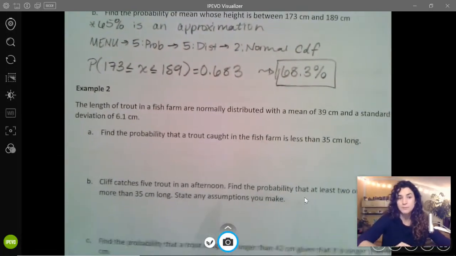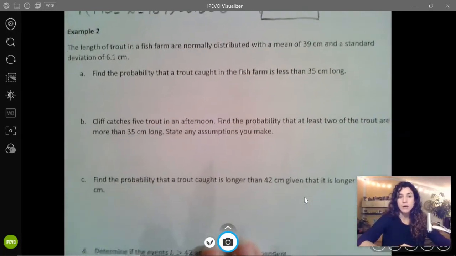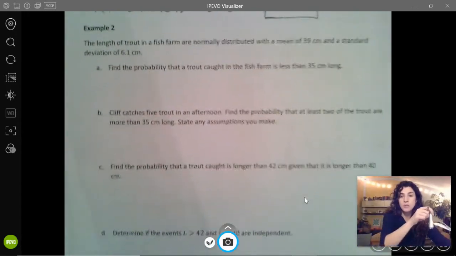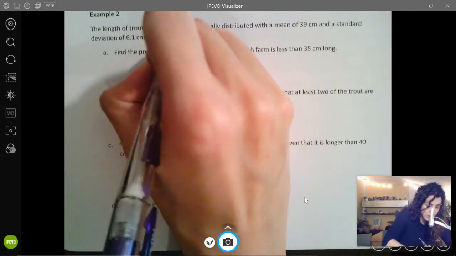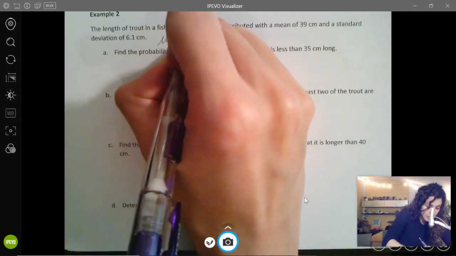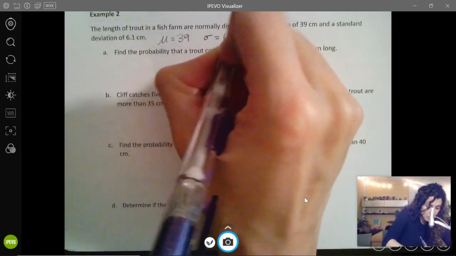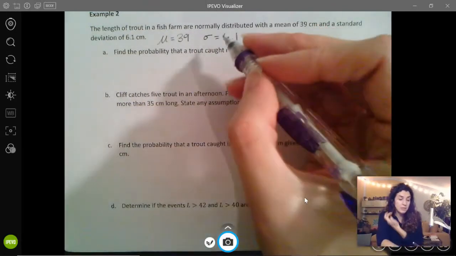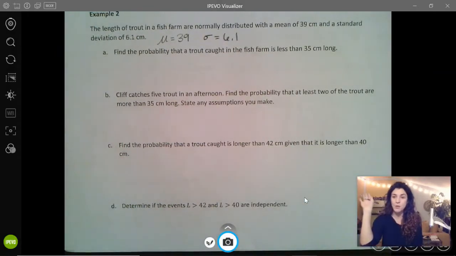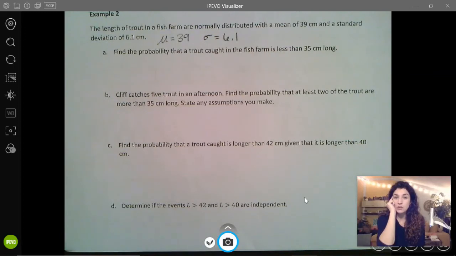Okay, last problem. The length of trout in a fish farm are normally distributed with a mean of 39 and a standard deviation of 6.1. I really like to represent these with variables just to have it easily accessible, right? When we want to go back and be like, wait, what was the standard deviation again? I don't want to read a whole sentence because I'm lazy. I want to just be like standard deviation, boom, 6.1, move on. We're going to find the probability that a trout caught in the fish farm is less than 35 centimeters long.